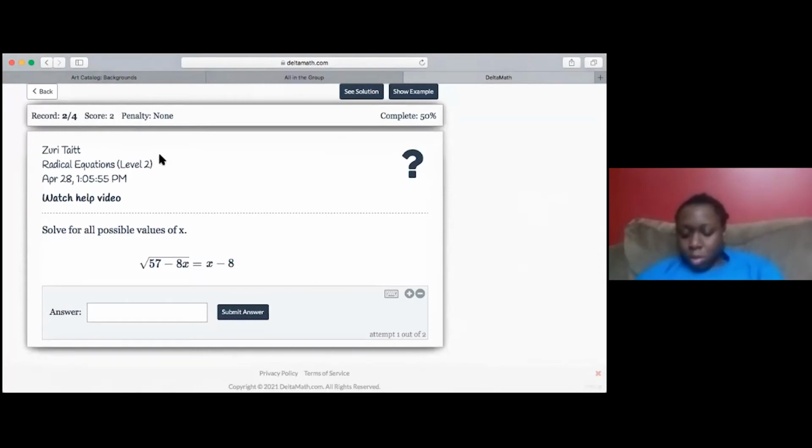So then this, actually I'm going to do it on my paper, because on my paper it is easier. I'm going to do it on my paper, but I'm going to speak it out loud. Okay. The square root of 57 minus 8x is equal to x minus 8. So step 1 is that you square both sides.